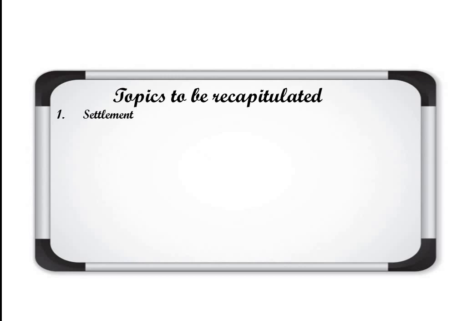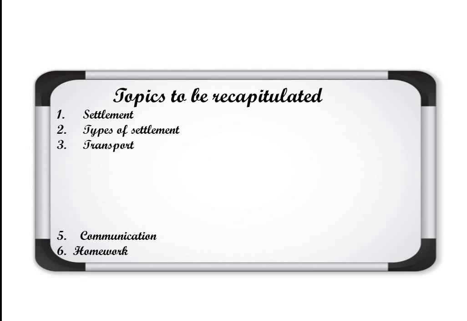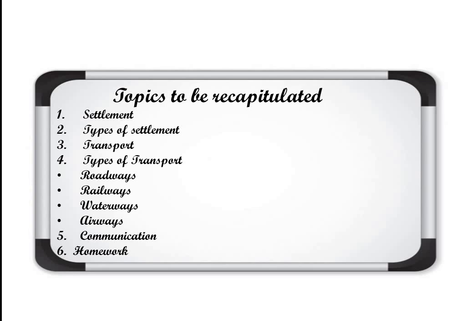They are settlement, types of settlements, communication, transport, then different types of transport like roadways, railways, waterways, airways, and at last there will be the homework. Today you will be getting one assignment to do on the basis of this chapter. So let's start the recapitulation of the chapter one by one.